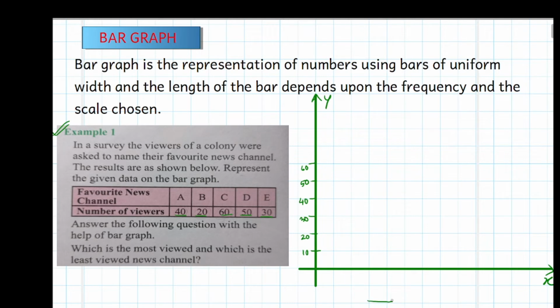Now on this side we will put the value of channel. The channels are A, B, C, D and E. Now here, number of viewers. Now here you have to mention the scale. Now see, scale, how to write?